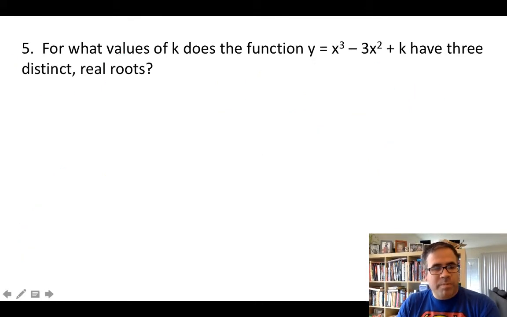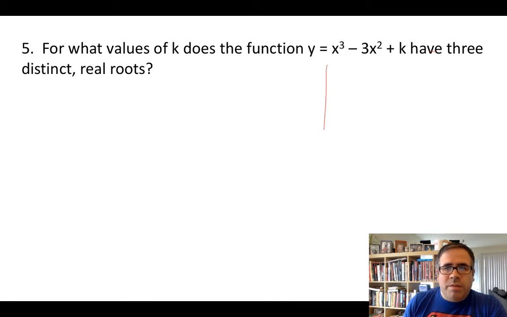Moving on. This was the hardest problem on the test, or designed to be the hardest problem on the test, because it required the most reasoning. For what values of k does a function y equals x cubed minus 3x squared plus k have 3 distinct real roots? Okay, so let's think about this for a second.